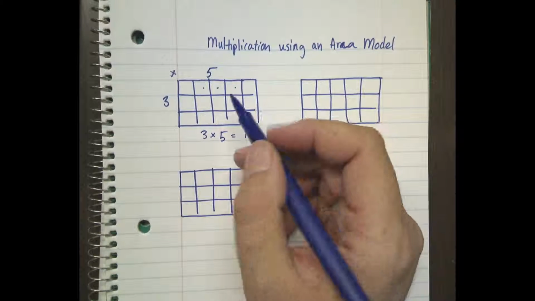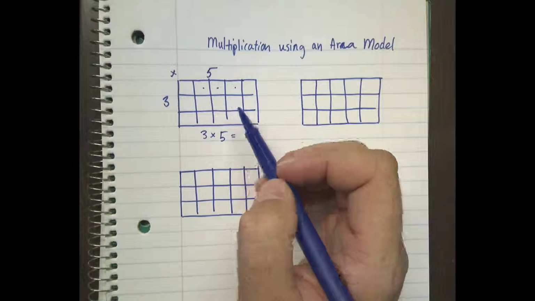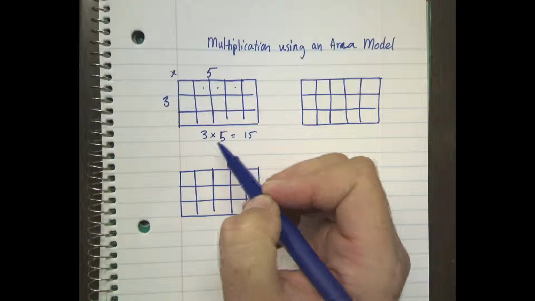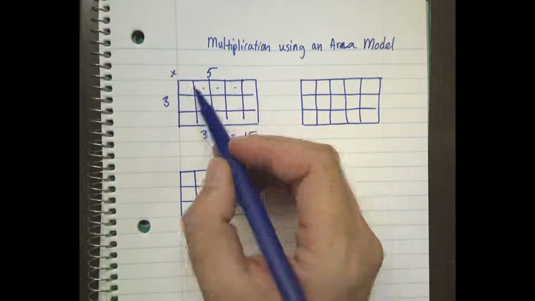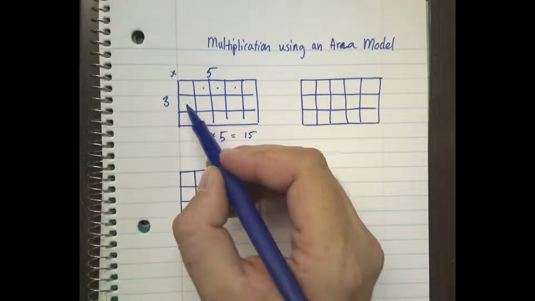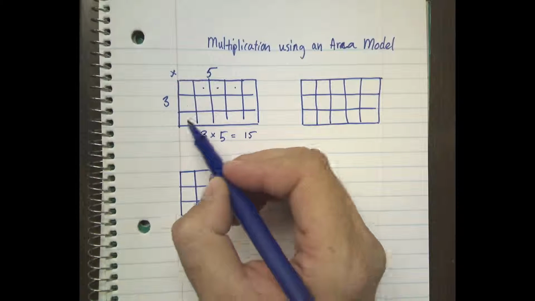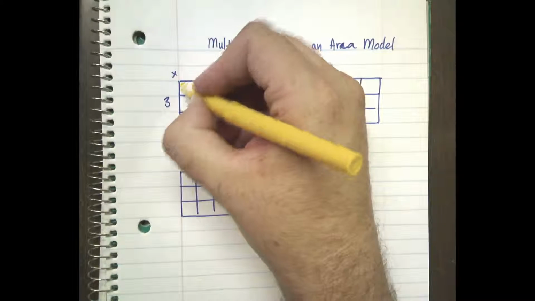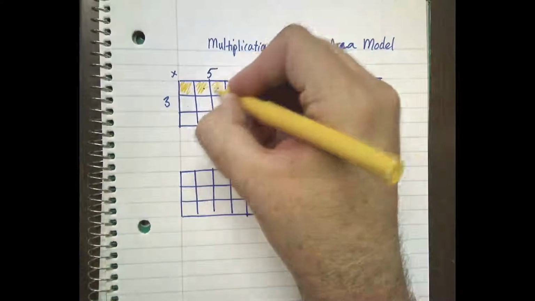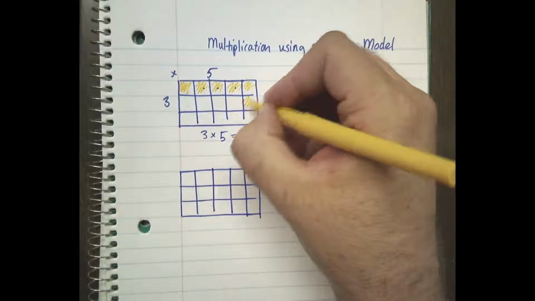And just to double check, I'm going to count them very quickly just to make sure this is correct. So the width times the length. Let's try it: 1, 2, 3, 4, 5, 6, 7, 8, 9, 10, 11, 12, 13, 14, 15. And there we have it. I need 15 golden tiles to fill up my entire house.